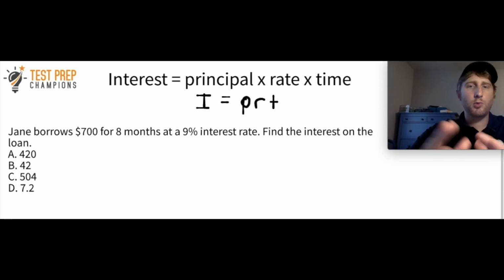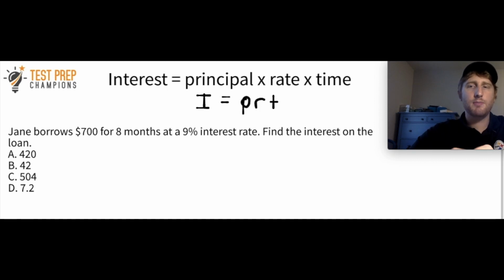Okay, this is what we've been working towards. This is a question that is of similar difficulty to what you could expect on the test. Now, we're still going to keep picking on Jane here, and in this case, Jane borrows $700 for 8 months at a 9% interest rate. Find the interest on the loan, and I've given you A, B, C, and D. So pause the video, let's have you try to figure this out, and then we'll go over it.